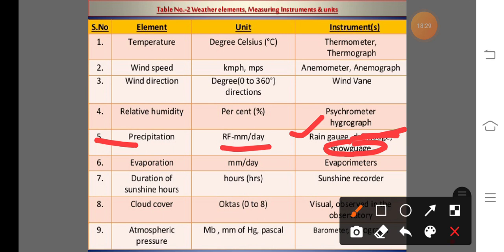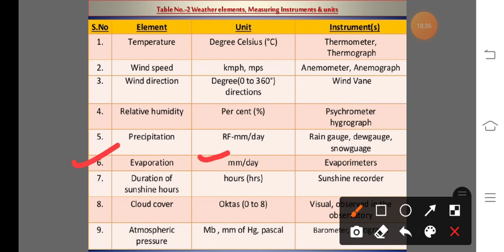Next one, evaporation. It has the unit millimeter per day, and it is measured by using the instrument evaporimeter, the United States Weather Bureau Class A open pan evaporimeter. This evaporimeter is used for measurement of evaporation. Next one, duration of sunshine hours, having unit hours, and the sunshine recorder. This instrument is used for recording the duration of sunshine hours.